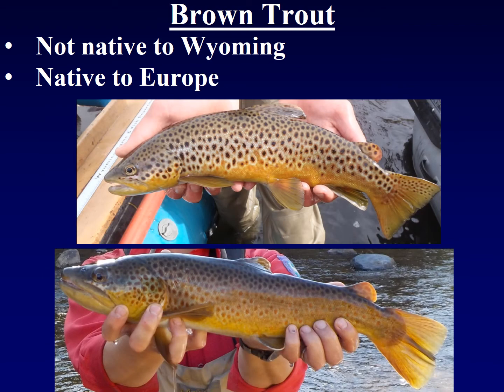Brown trout is another trout species that is very common in Wyoming and the Lander area. They are native to Europe and were brought to North America over 100 years ago for sport fishing. They're probably one of the most sought after sport fish species in rivers such as the Popo Agie and Wind Rivers.